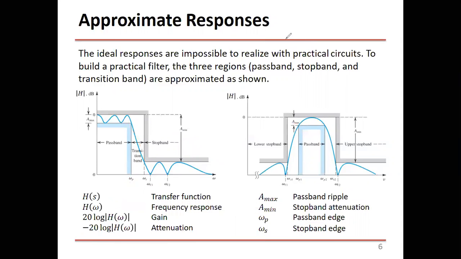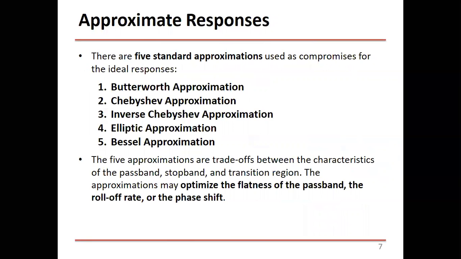Okay, so next, we can implement these approximations using five famous methods. We can have these approximations to the ideal response using something called Butterworth approximation, Chebyshev approximation, inverse Chebyshev approximation, elliptic or Bessel approximation. We're going to see what we mean by each one of them.